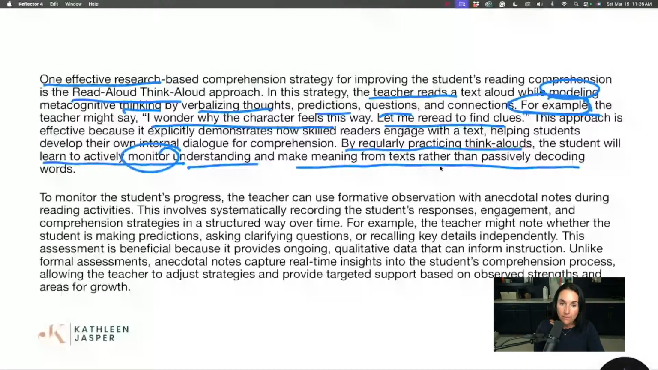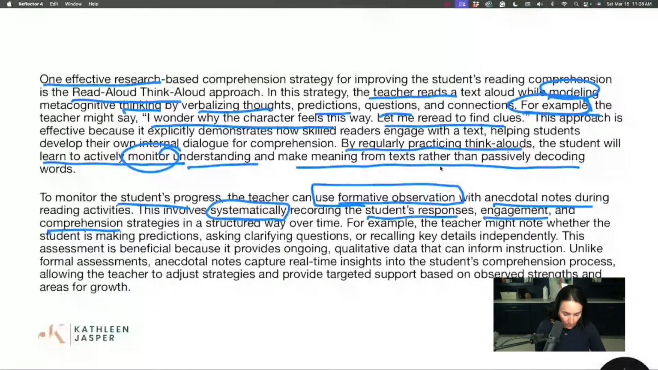Now I'm going into the assessment. Now I'm answering the question. To monitor the student's progress, the teacher can use a formative observation with anecdotal notes during reading activities. Now I'm going to describe what that is. This involves systematically, good word. Remember, if you sprinkle in some of those good words from my good words list into your writing, you're going to keep getting a higher score. Recording the student's responses, engagement, and comprehension strategies in a structured way over time. For example, the teacher might note whether the student is making predictions, asking clarifying questions, or recalling key details.